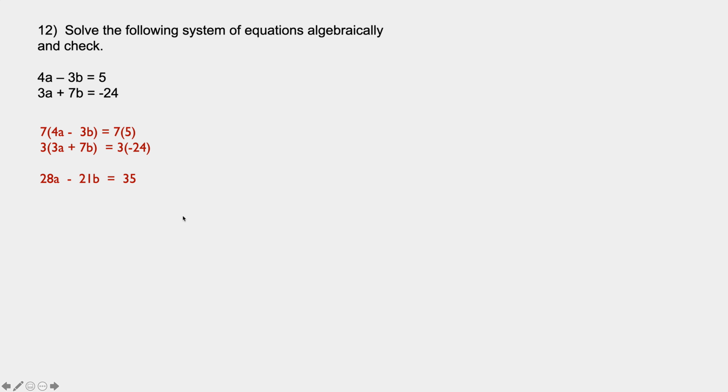So let's distribute the 7. That gives me 28a minus 21b equals 35. Let's distribute the 3 on the bottom. That's 9a plus 21b. That looks so sweet. Equals negative 72. Adding them up, and I get 37a equals negative 37. Oh, this is looking good. Divide by 37, and a is negative 1.